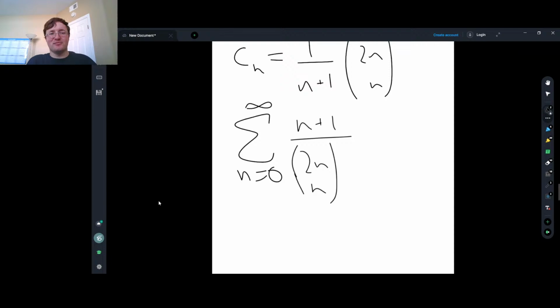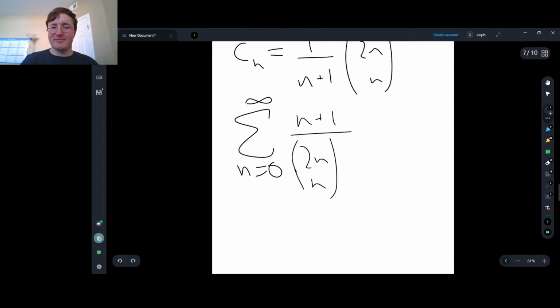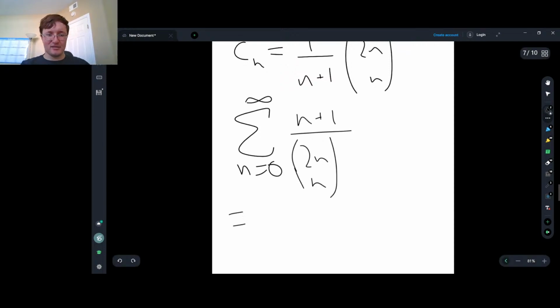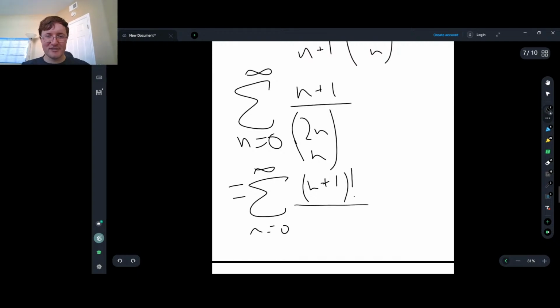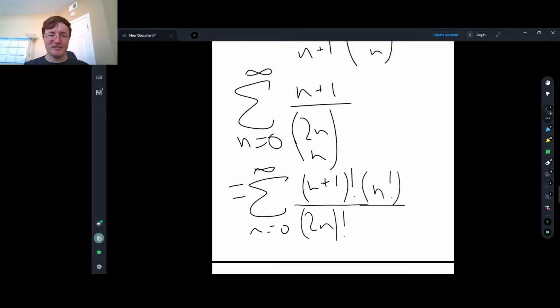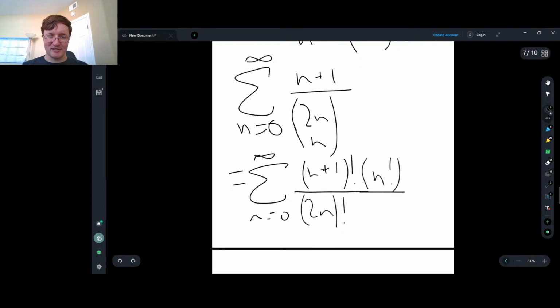So, I'm going to write this in terms of factorials. So it's n plus 1 factorial, let me zoom out a bit, oh, maybe that's too much. Okay, n plus 1 factorial over 2n factorial, and then I have n factorial, like that. So one of the n factorials from the denominator comes up, and it becomes n plus 1 factorial.